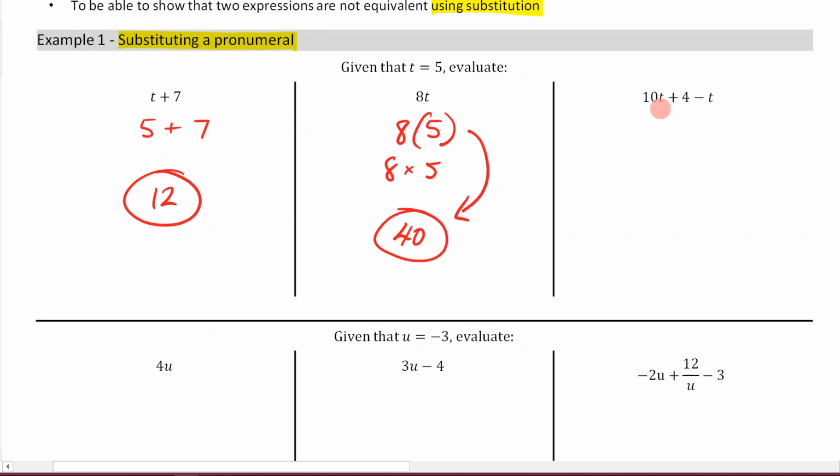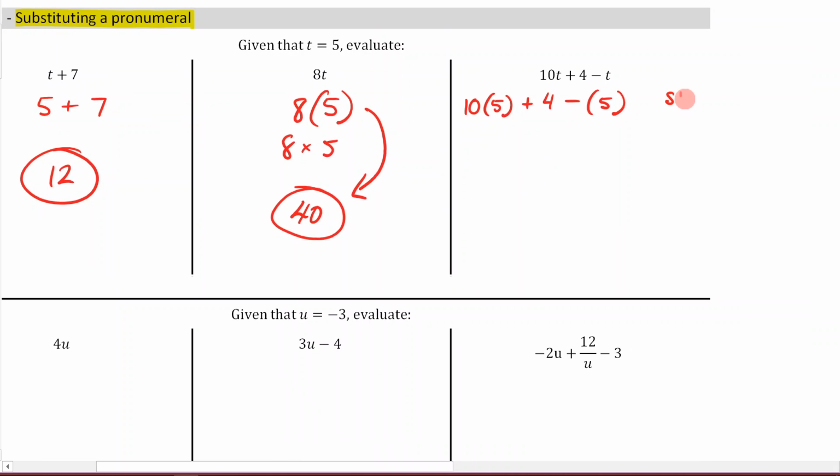So here we have 10t plus 5 minus t. So again, what we're going to do is we're going to rewrite it and substitute in this 5. So I'm going to put a 5 in there, plus 4 minus 5. Now, this first step here, this step 1, is very important. Step 1, whenever you've got a substitution question, should always just be substituting in what you know. Normally, this is 1 mark. So 1 mark for simply substituting in. So your first step is always just subbing in what you know.